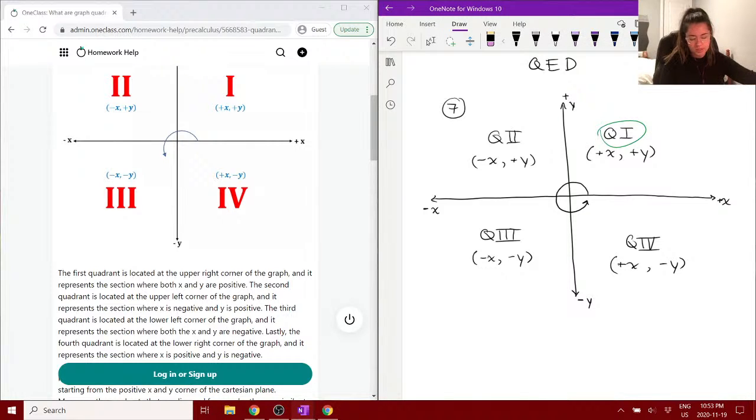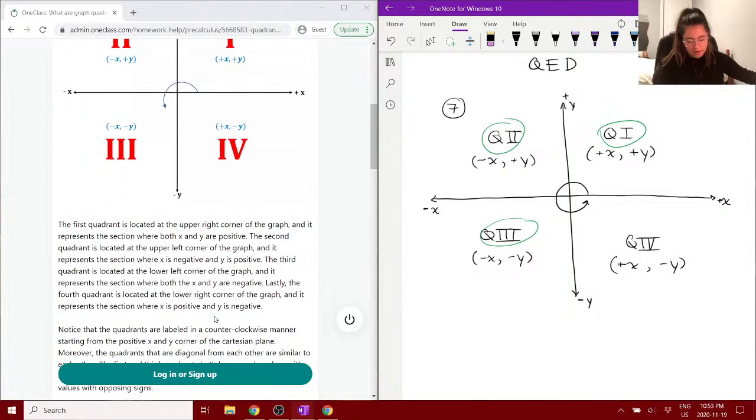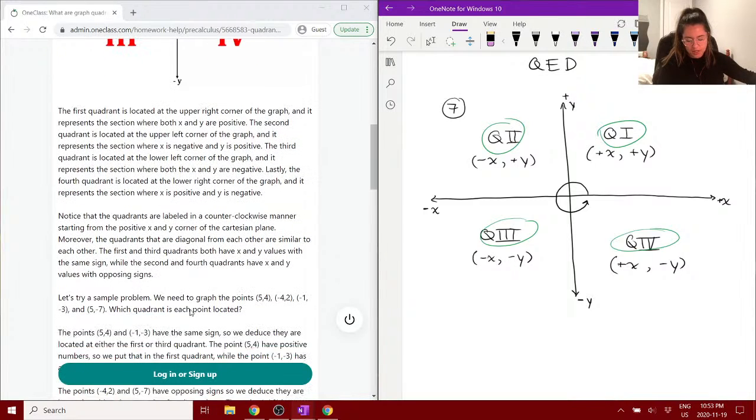So we have our first quadrant, we have both positive x and y. Second quadrant here, we have negative x and positive y. We follow along here. The third quadrant is located in the lower left corner, and that's a section where both x and y are negative. And lastly, our fourth quadrant, we have the positive x and negative y. So we notice that we label these in a counterclockwise manner, starting from our quadrant 1, where we have positive x and positive y.